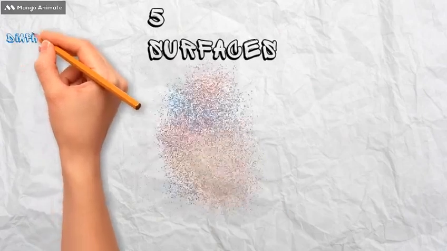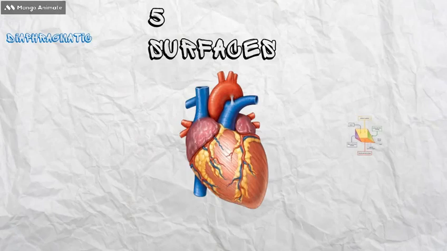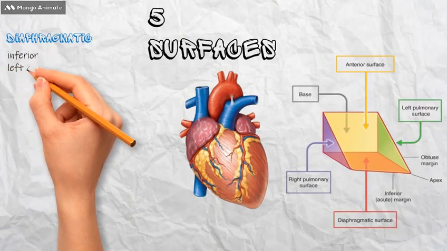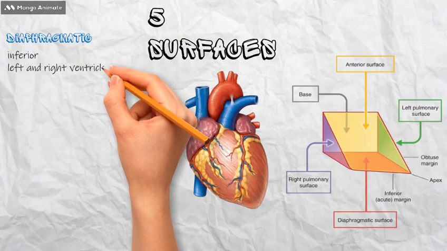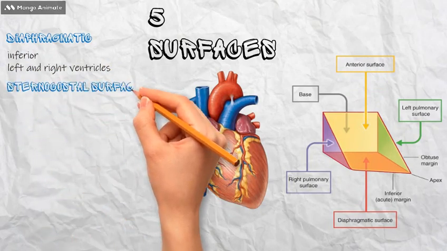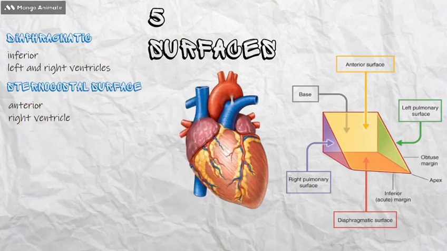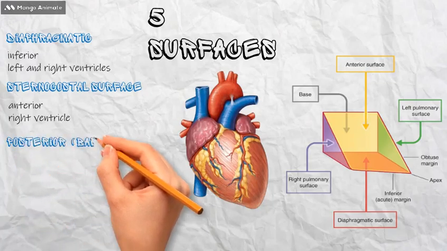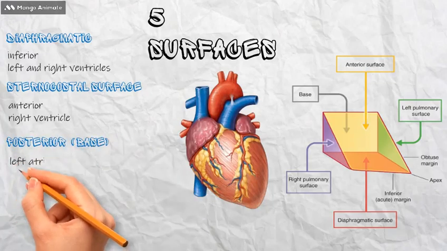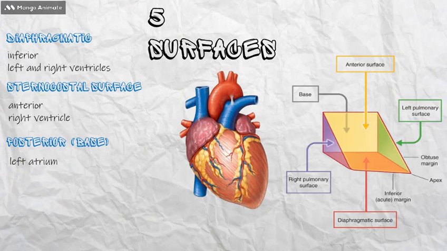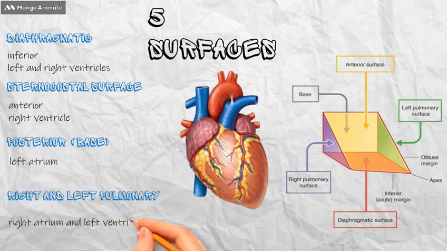Heart has 5 surfaces. A diaphragmatic surface, which is on the inferior side and consists of left and right ventricles. An anterior surface, also called sternocostal surface, which consists of right ventricle. A posterior surface, which is the base actually, and the left atrium is present on this surface. And lastly, the right and left pulmonary surfaces that consist of right atrium and left ventricle consecutively.